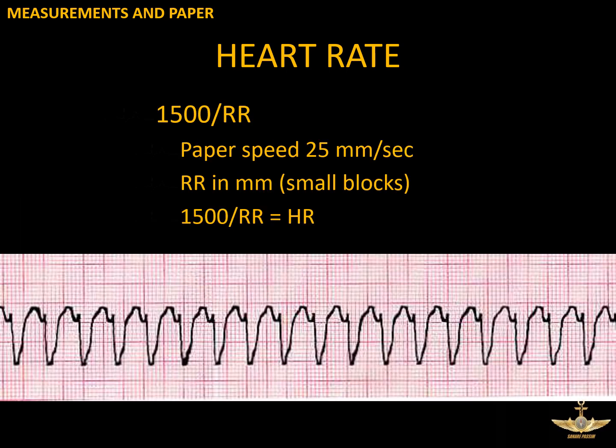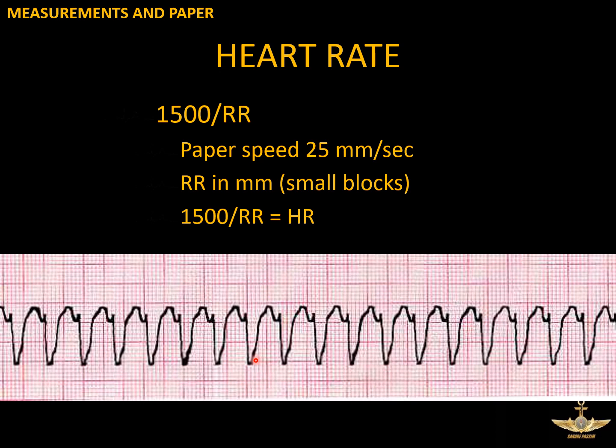Another way we can do this is take our R to R interval, so the space between our R waves, one R wave to the next, in millimeters, and divide 1500 by that number. We get 1500 from the number of small blocks per minute of EKG paper speed. And so if you look at this example here, we have 1, 2, 3, 4, 5, 6, 7, 8 millimeters of R to R interval. So we divide 1500 by 8, and that's going to give us about 185 for our heart rate, which is pretty close.